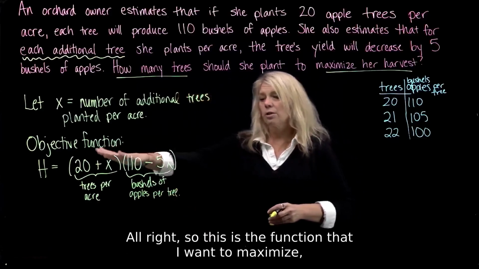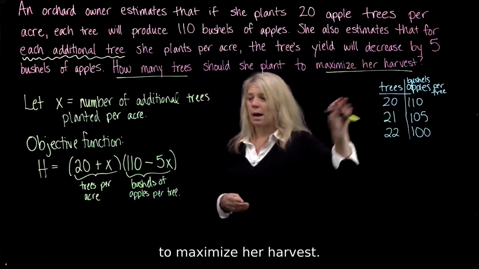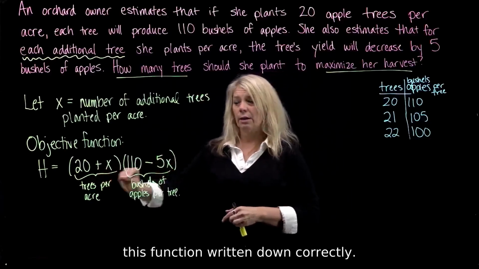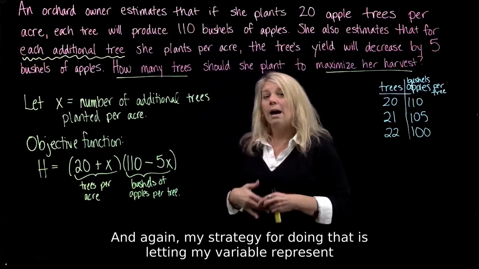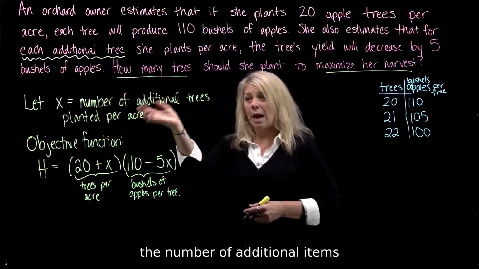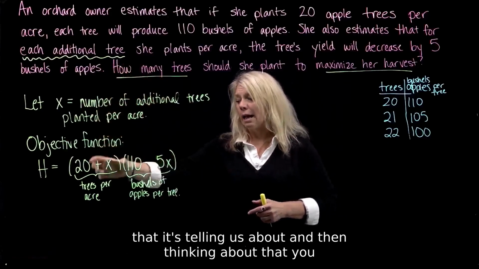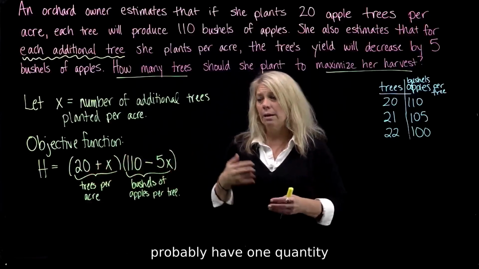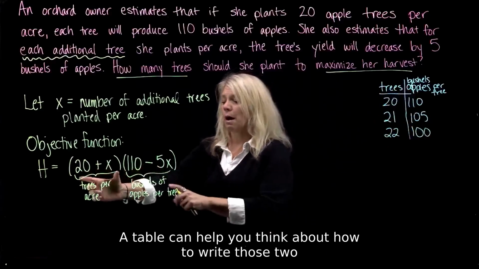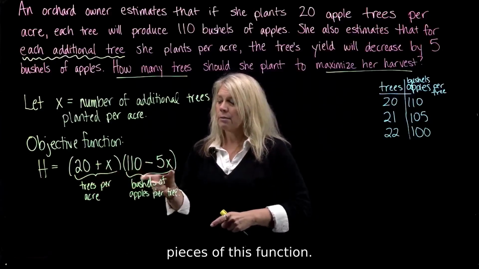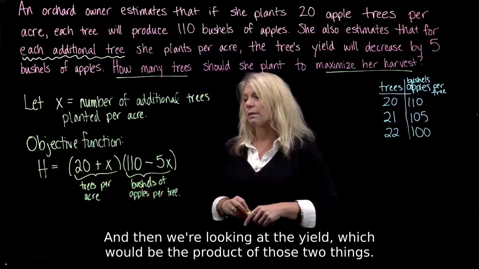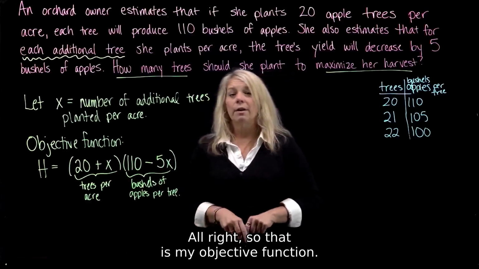All right, so this is the function that I want to maximize her harvest. I think the hardest part of this kind of problem is getting this function written down correctly. And again, my strategy for doing that is letting my variable represent the number of additional items that it's telling us about, and then thinking about that you probably have one quantity getting bigger and one quantity getting smaller. A table can help you think about how to write those two pieces of this function, and then we're looking at the yield, which would be the product of those two things. All right, so that is my objective function.